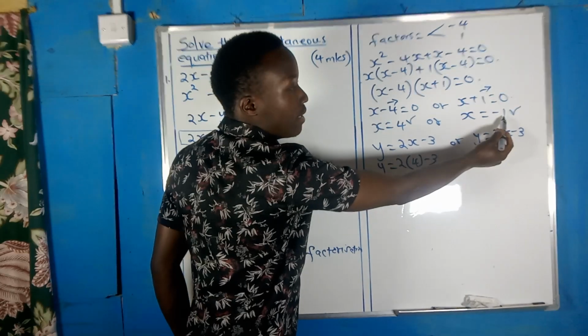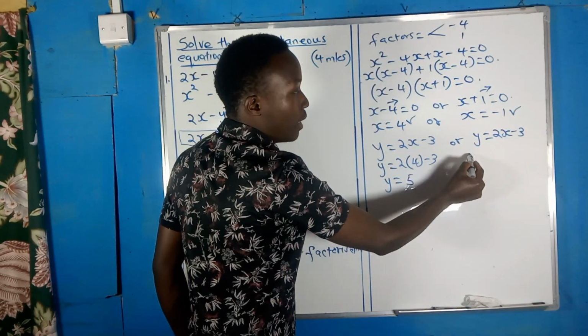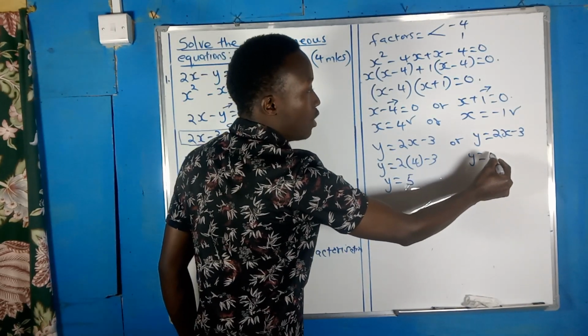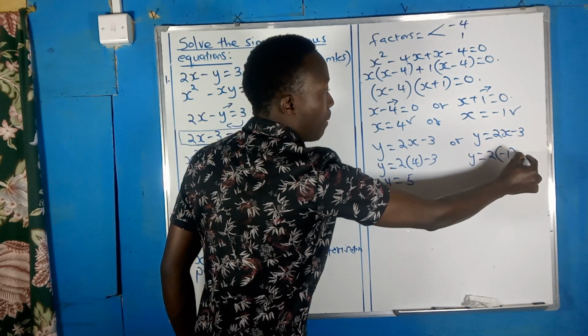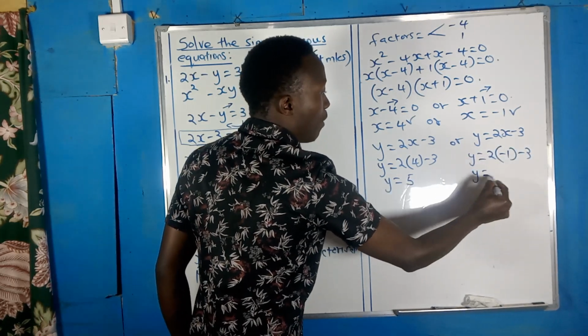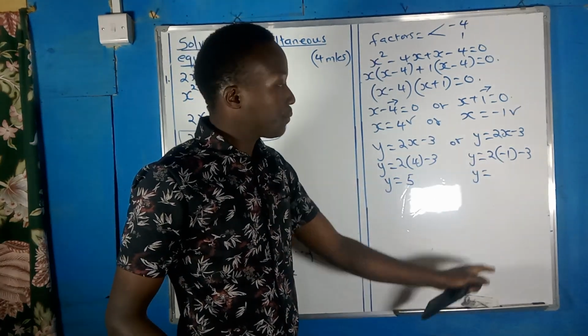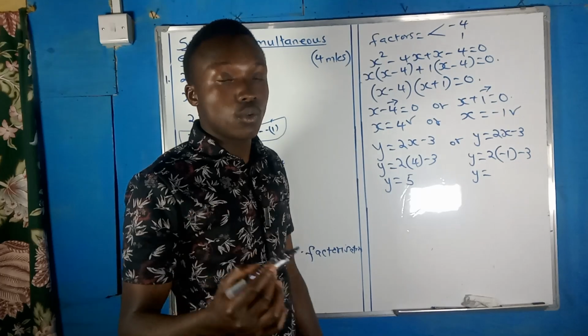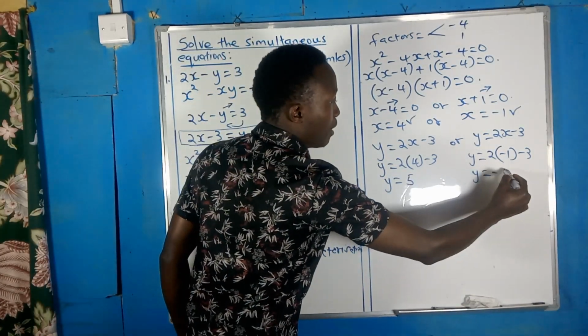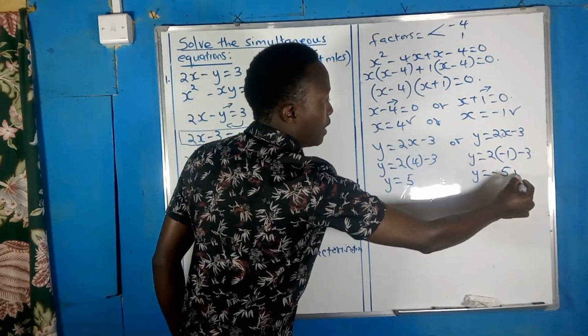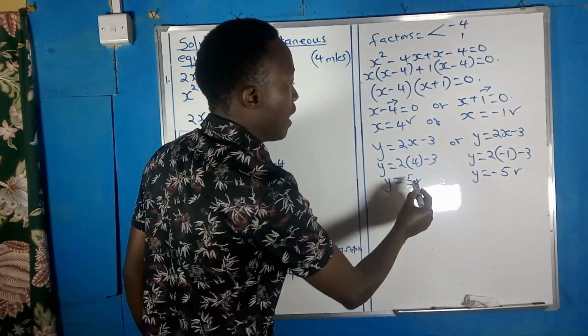Or our equation being 2x minus 3, having our x as negative 1, we substitute it here, and we will have y is equal to 2 multiplied by negative 1 minus 3. We have 2 times negative 1 is negative 2, negative 2 minus 3 is equal to negative 5. So our y will be equal to negative 5. So we have already determined the value of x and the value of y.